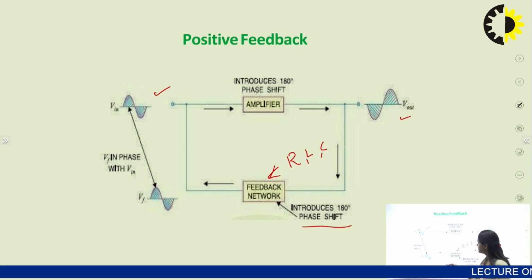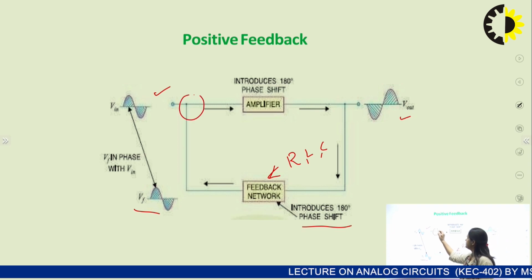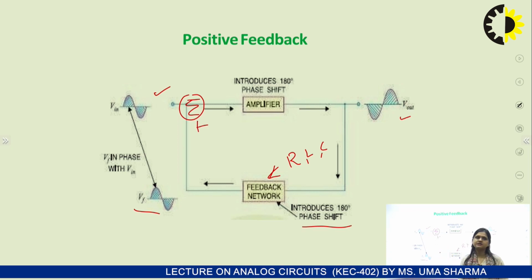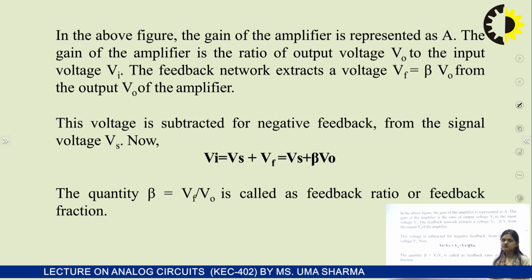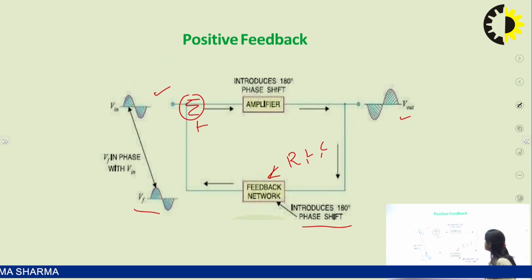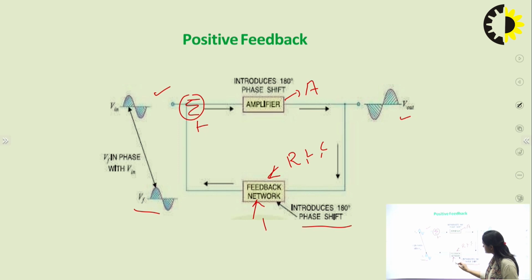So now you can see that the signal VF, which is a feedback voltage signal, is in phase with the input signal. So definitely if we add these two signals, input and feedback, there is a plus sign. I hope you got the concept. So in the previous figure, because we are talking about oscillators over here, we will use the positive feedback, the second diagram. In that figure, the gain of the amplifier is represented by A, and the gain of the feedback network is represented by beta.